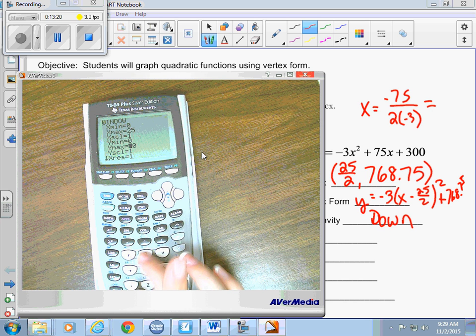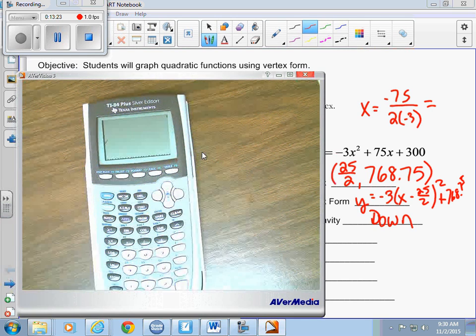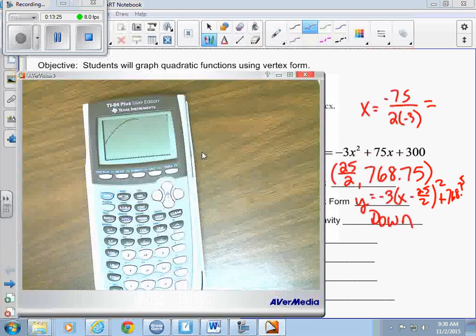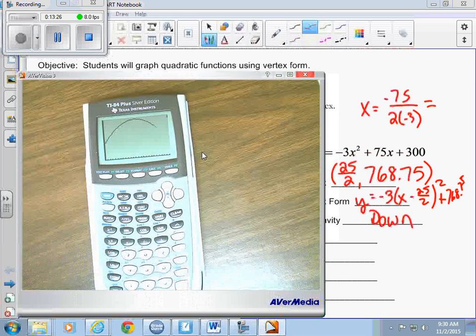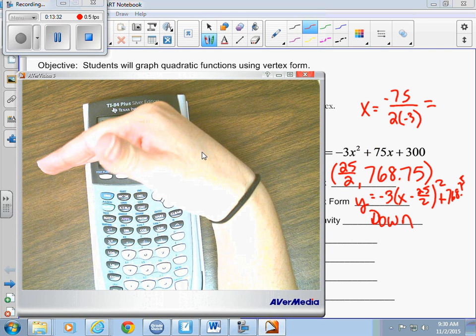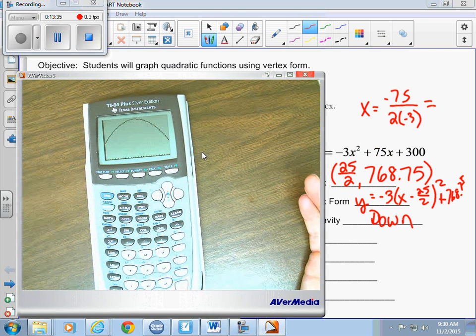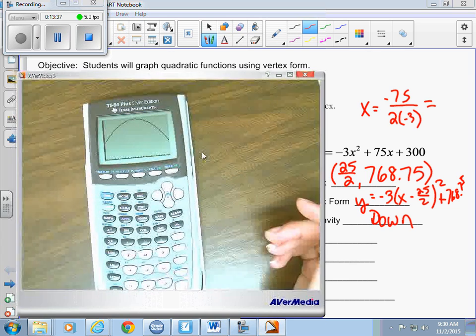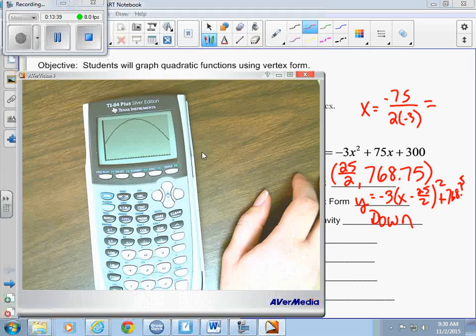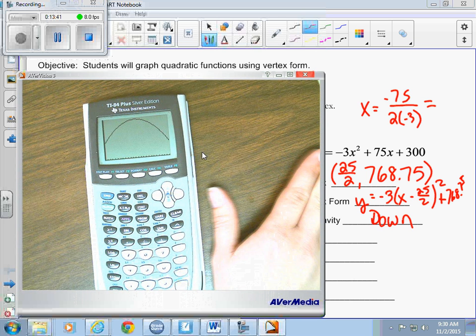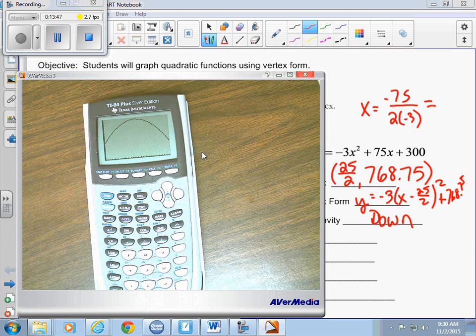Is that a good picture? Could I stand to either go up on my window or out further? Not on this one. But if we did need the zeros, wouldn't I need to go farther out left and right? Well, I made it show this. So you have to make it show.